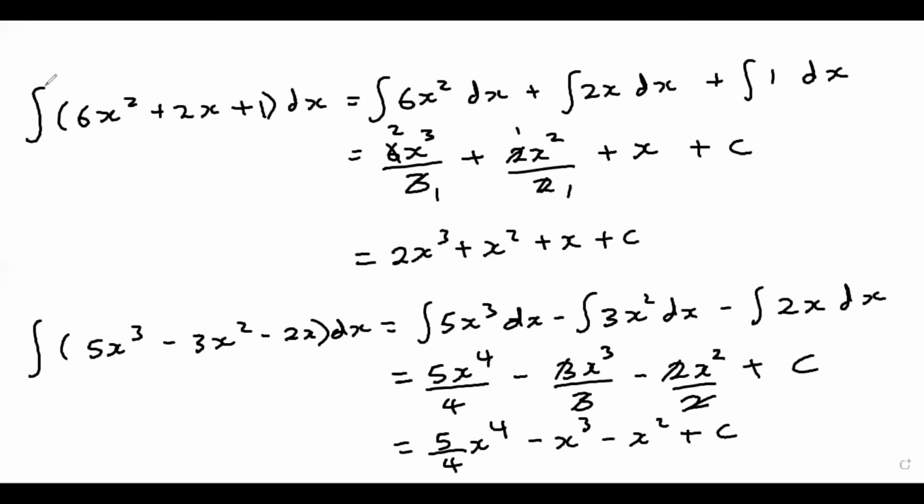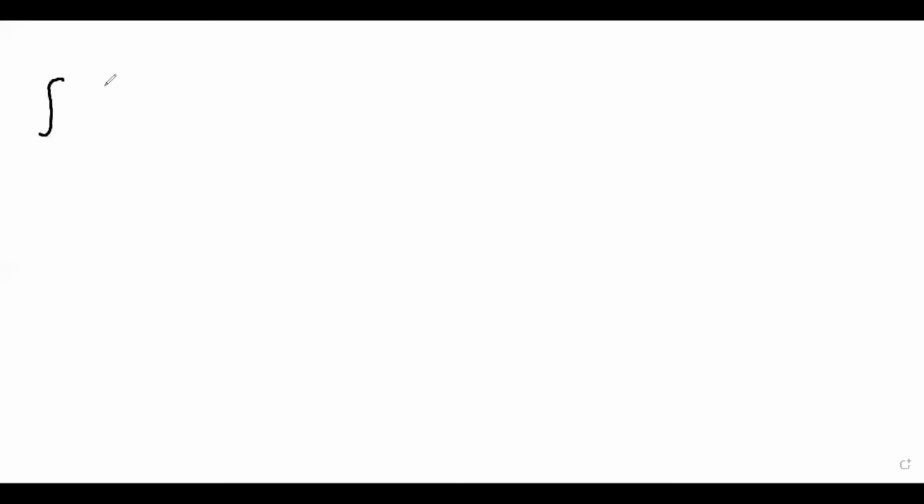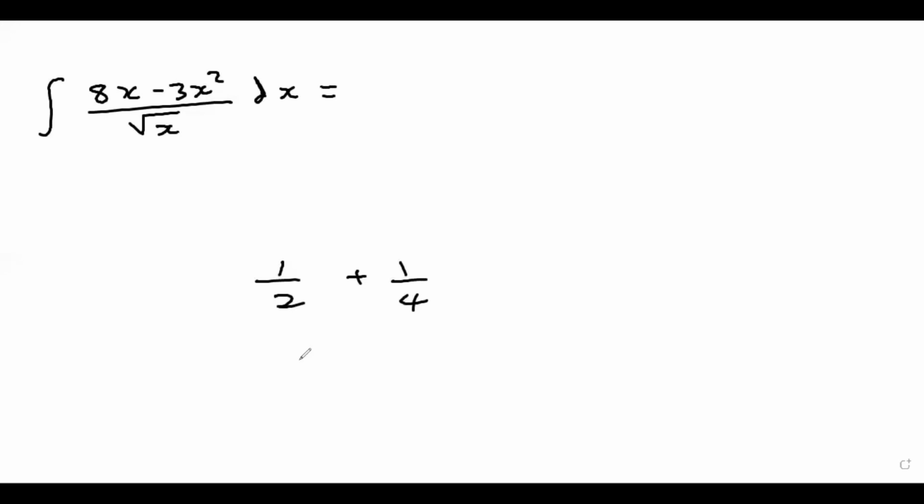So now, last example, the integral of 8x minus 3x squared over root x dx. So if you recall, let's say we want to add a half plus a quarter, we would know that you'd have to find the LCM, which would be 4. So 2 into 4 is 2, 2 ones are 2, plus 4 into 4 is 1, 1 times 1 is 1, right?